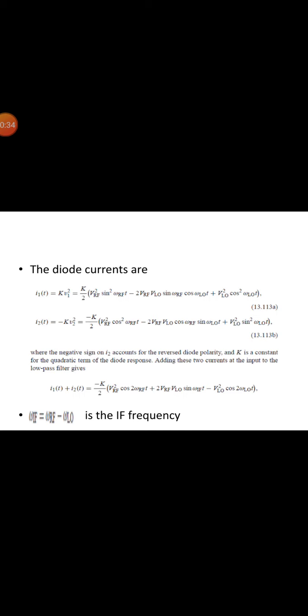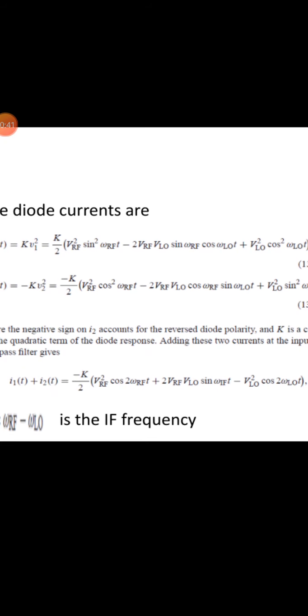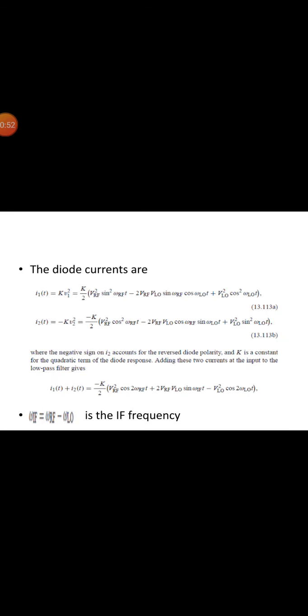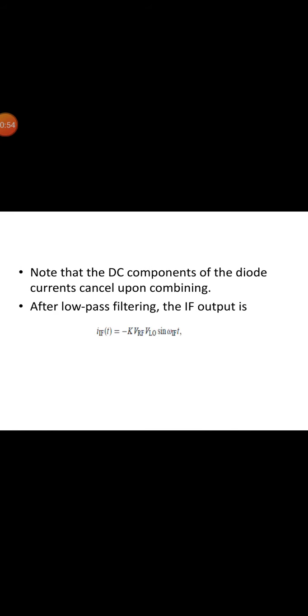So the diode current equation is given in this slide, where I1 of t plus I2 of t is equal to minus k by 2 into VRF squared cos 2 omega R t plus 2 VRF VLO sin omega IF t minus VLO squared cos 2 omega LO t. Here the DC components of the diode currents cancel upon combining. After low pass filtering, the IF output is given by IF of t equal to minus k VRF VLO sin omega IF t.